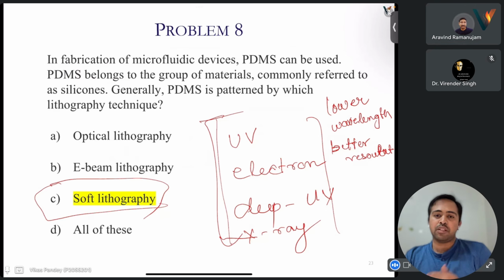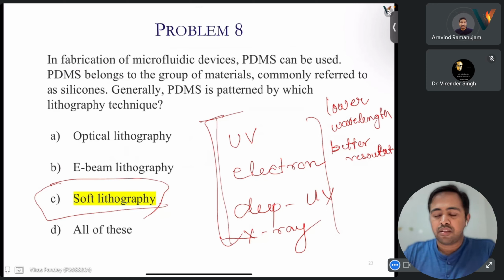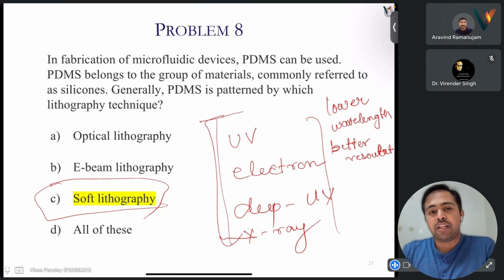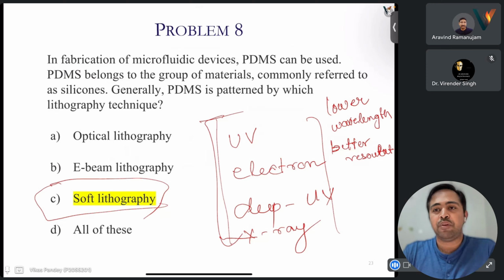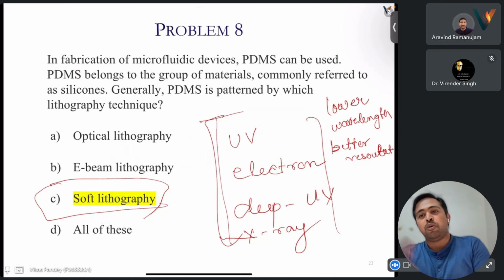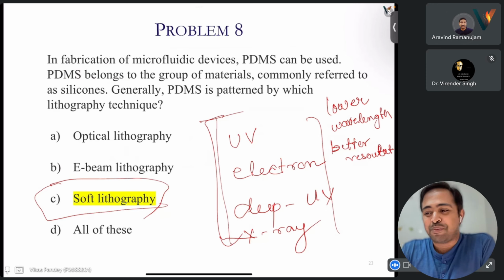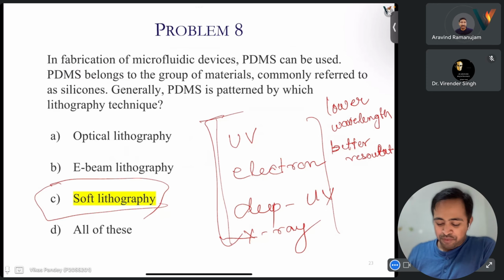X-rays also have wavelengths going into picometers sometimes. So certainly it will be better than electron beam and deep UV. But the problem is that it is very costly. That is why we don't have X-ray lithography, and till now we are not going to below nanometer levels in general. Maybe when picomaterials start coming, then we might have X-ray lithography.